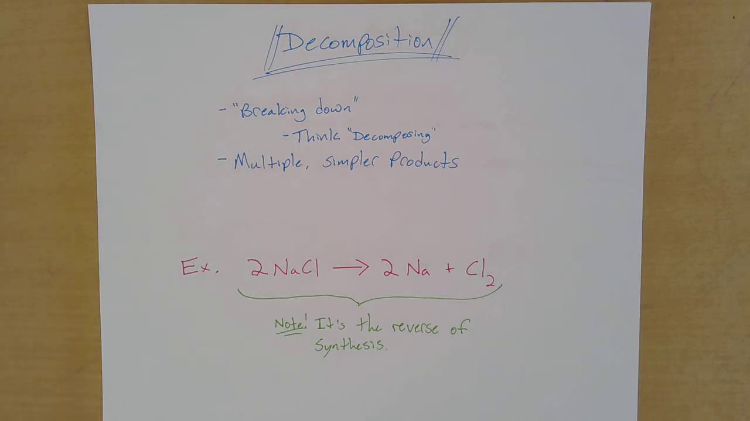With a decomposition, we're breaking it down. So we're decomposing this formula. So we're going to have multiple and simpler products. Okay. So let's look, it's just the reverse of synthesis, right? So we have something being broken down into more and simpler things. So I like to just look at it as it's the opposite of synthesis.